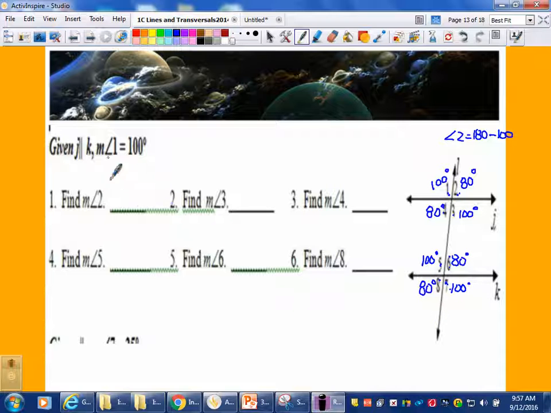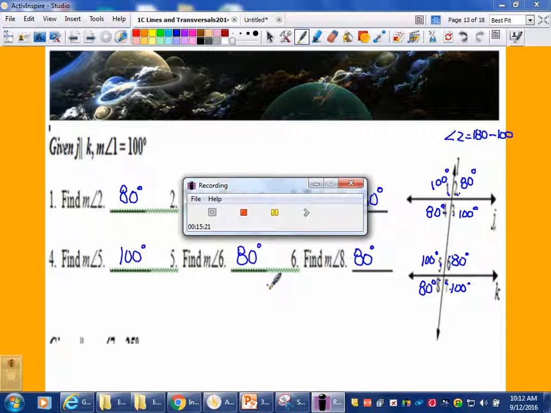Now I can simply come over here and fill in what they want to know. What's the measure of angle 2? 80 degrees. Angle 3, 100 degrees. Angle 4, 80 degrees. See how much easier this is to answer now that I have everything filled out. So there are some pointers for you to be able to finish up your work and take care of transversals.